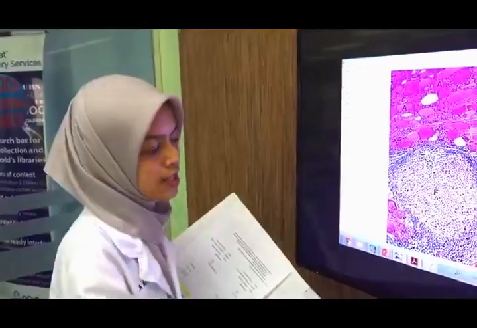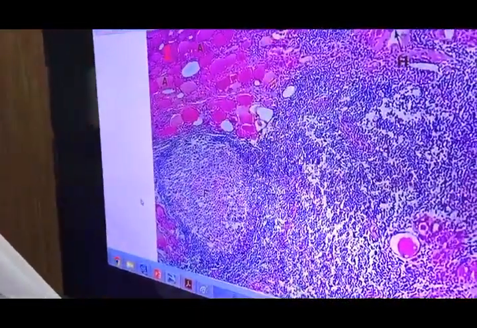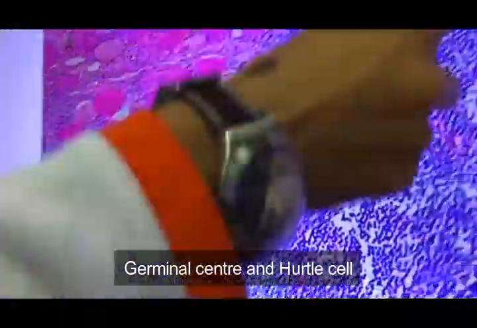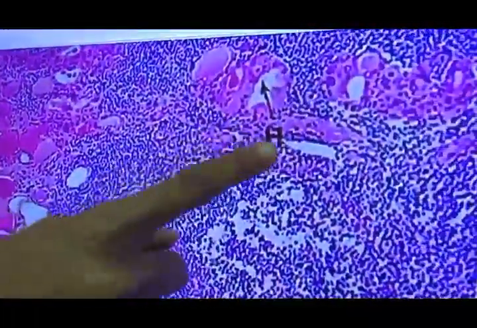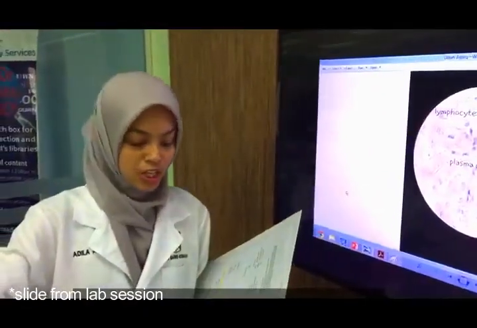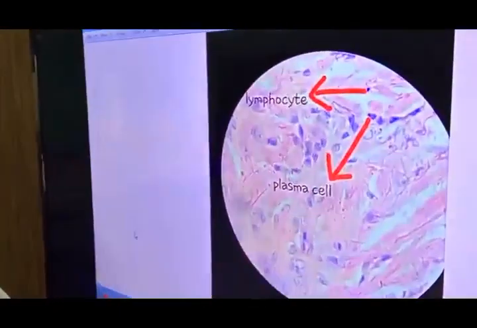Okay, we move on to the next slide. Here you can see lymphoid follicles with germinal centers and an abundance of Hurthle cells, which show eosinophilic granular cytoplasm and slightly enlarged nuclei. We move on to the slide that we observe under 100 magnification. We can see the lymphocytes and plasma cells.